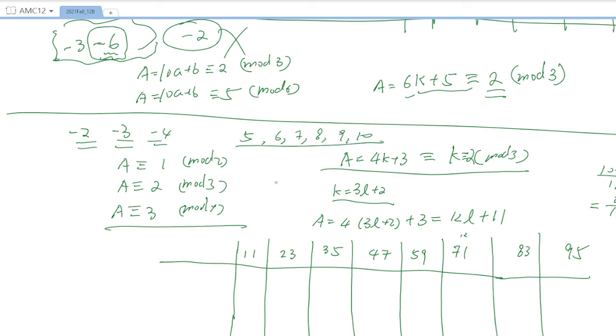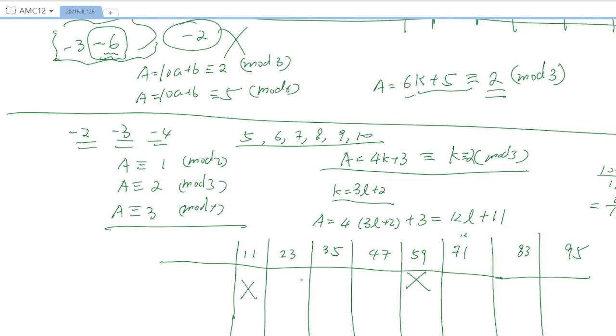So first, divide by 5 cannot be 4, okay? Divide by 5 cannot be 4. Divide by 6 cannot be 5.